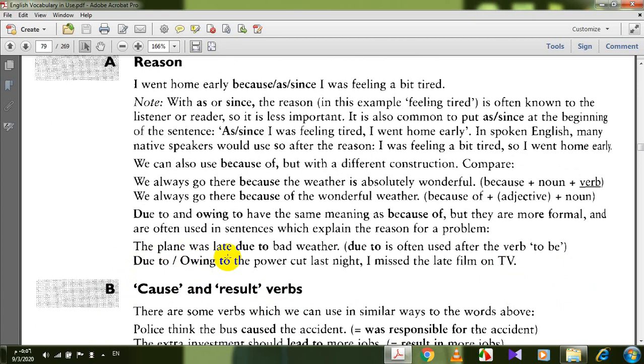The plane was late due to the bad weather. We cannot say due to the weather was bad because the construction is different. The plane was late due to bad weather. Due to is often used after the verb to be. Due to or owing to the power cut last night, I missed the late film on TV. So due to, because of, and owing to are the same, but due to and owing to are more formal.